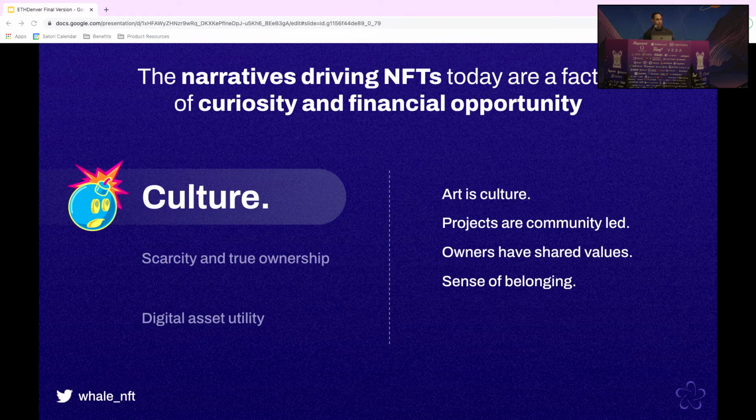The innovators, the early adopters. We understand culture and community are the foundational layer for a successful NFT project. We associate art with culture and the importance of supporting creators. Projects are communities. People are connecting with each other, many times with shared values, and have a sense of belonging.